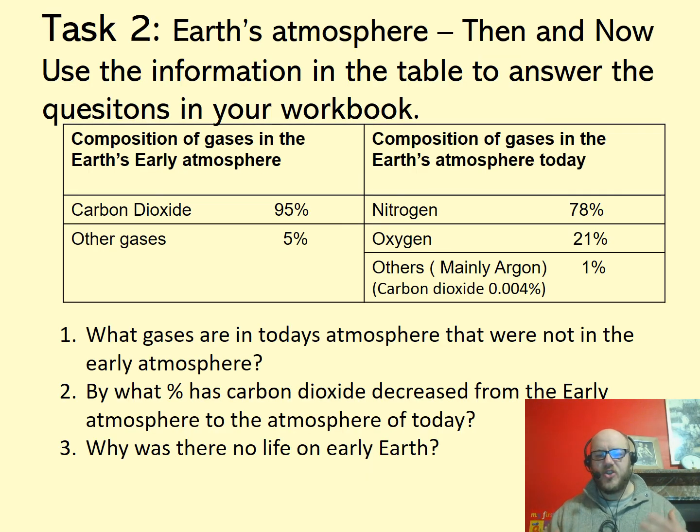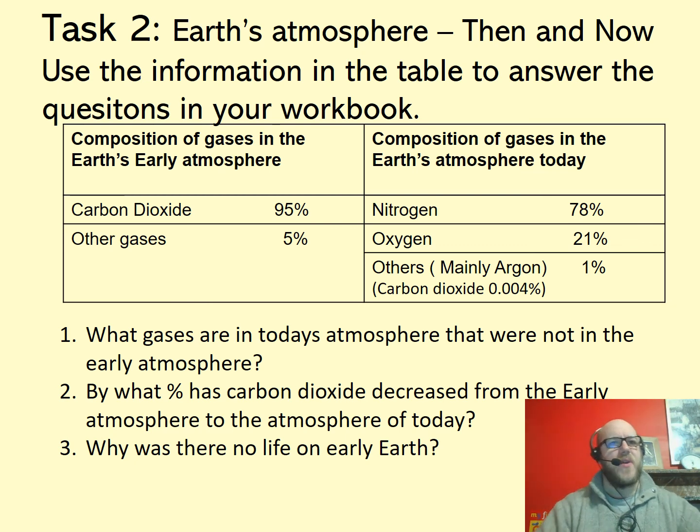Okay, so moving straight on to task number 2. If we think about the atmosphere and the air that we currently breathe. Now I've just told you the current composition is about 78% nitrogen, 21% oxygen and 1% others, mostly argon, and carbon dioxide forms a very, very tiny amount. So that's fine, that's the atmosphere we have now.